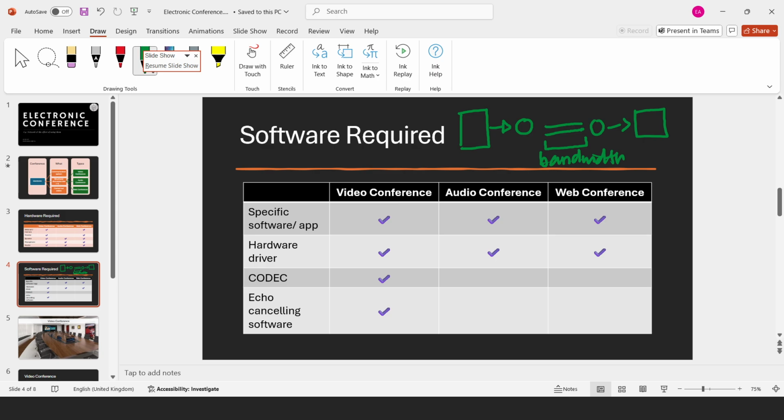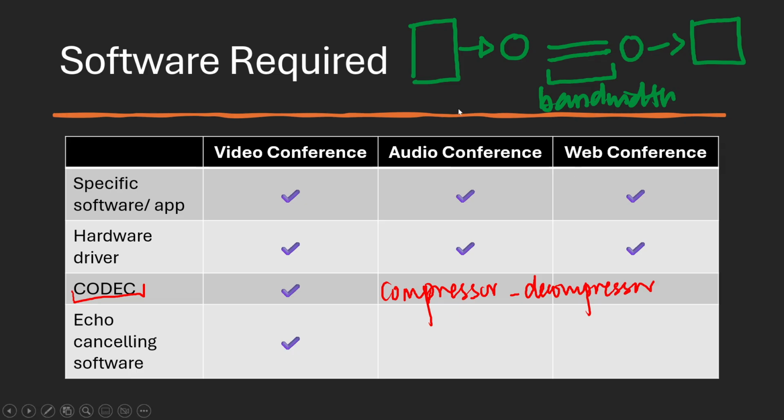While echo cancelling software, as I said, it's a formal conference, so you need something to cancel out the echo that is happening in the room. So you need echo cancelling software. And for audio conference, you only need audio conferencing software and driver. And the same goes for web.